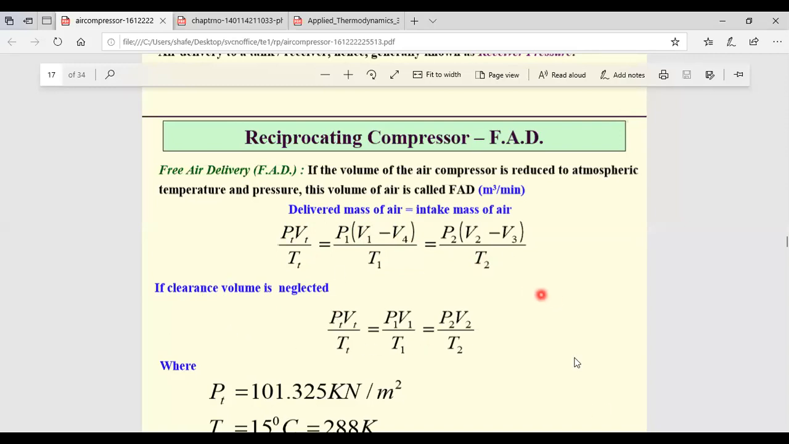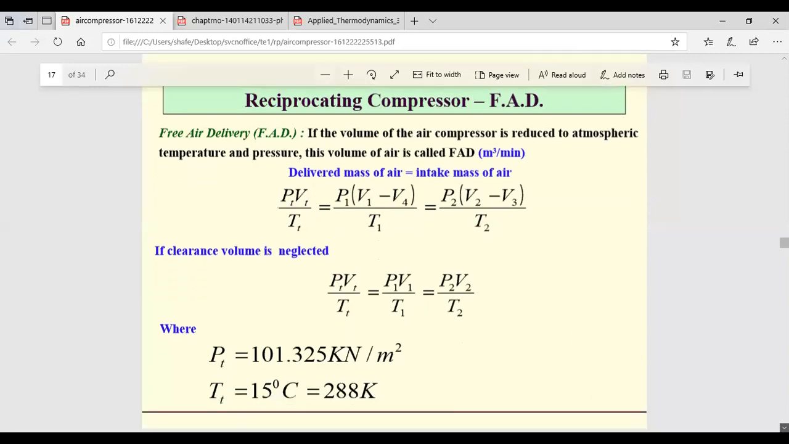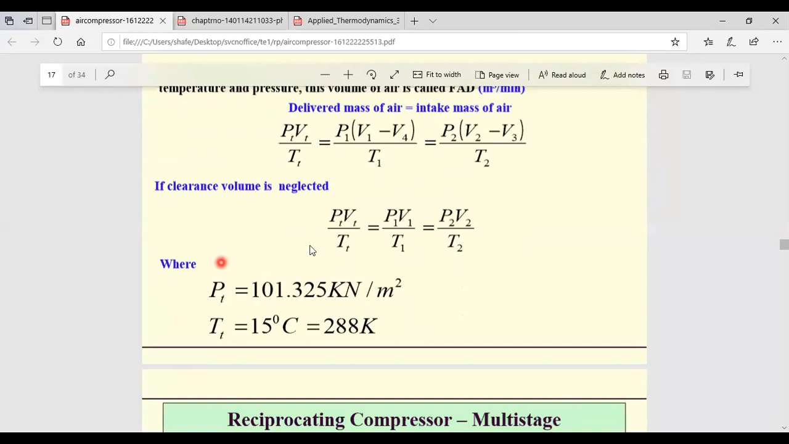So just remember the relation. Most of the time the free air delivered conditions will be given; otherwise I will take PT, VT as 1 bar, which is the atmospheric pressure condition. Then obviously the temperature will be 15 degrees, 288 Kelvin. So just remember these relations, then I'll come back to a problem, and you can easily understand how those parameters are solved. So that's about clearance volume, and the first one we discussed was without clearance volume.